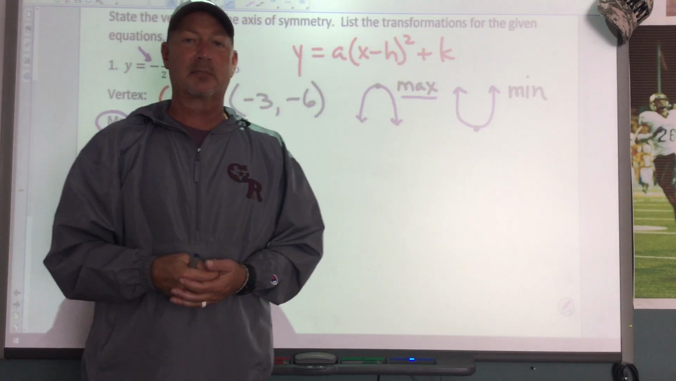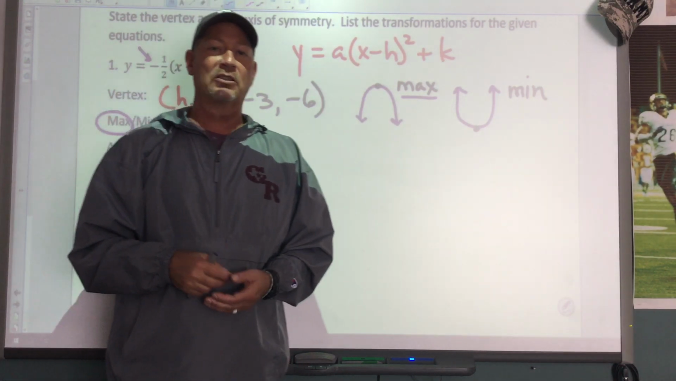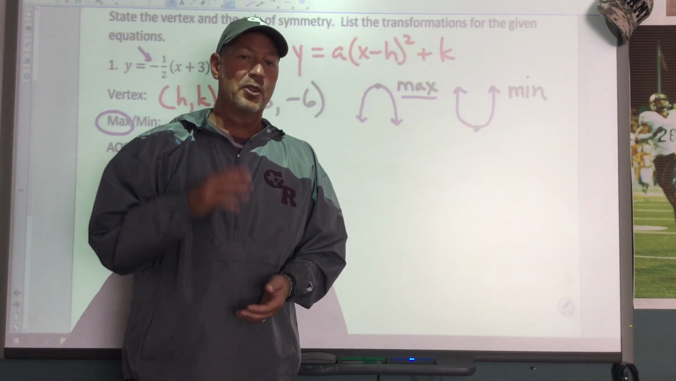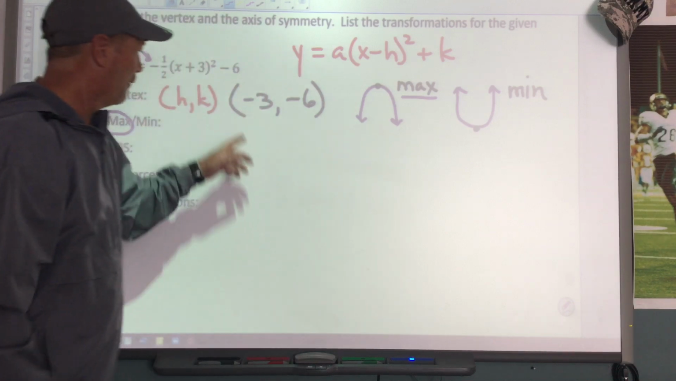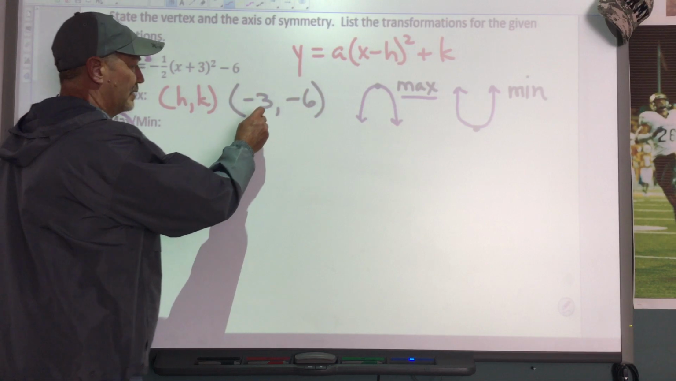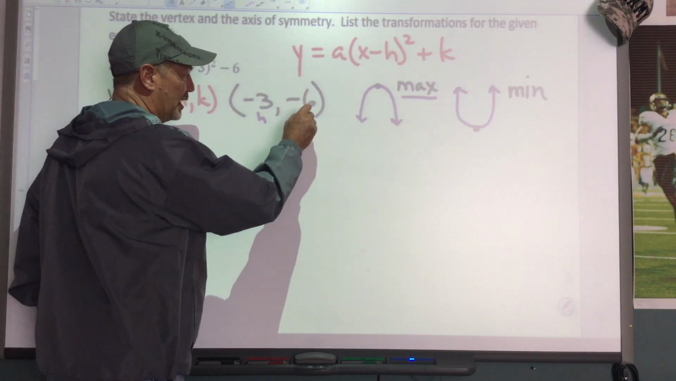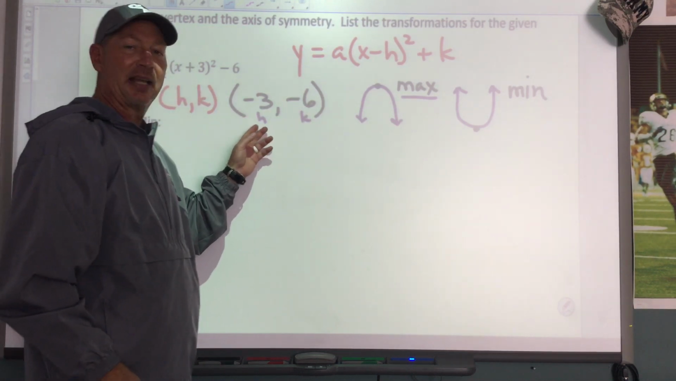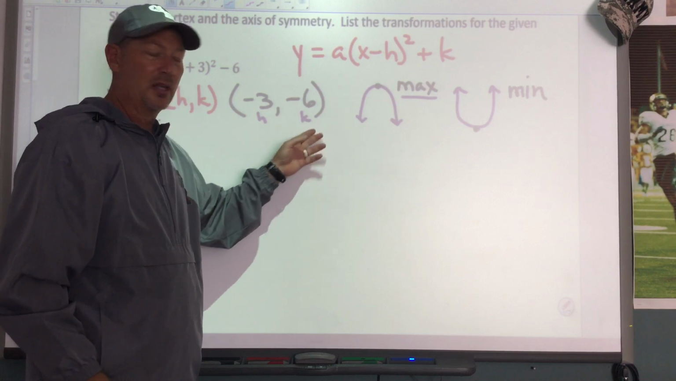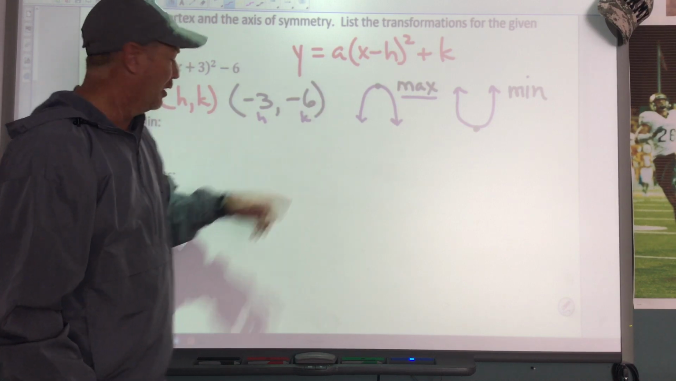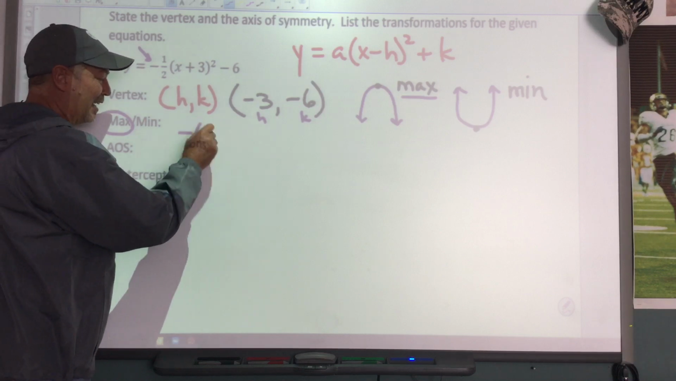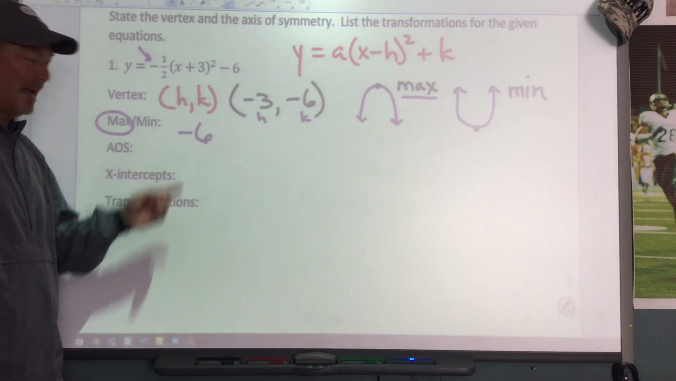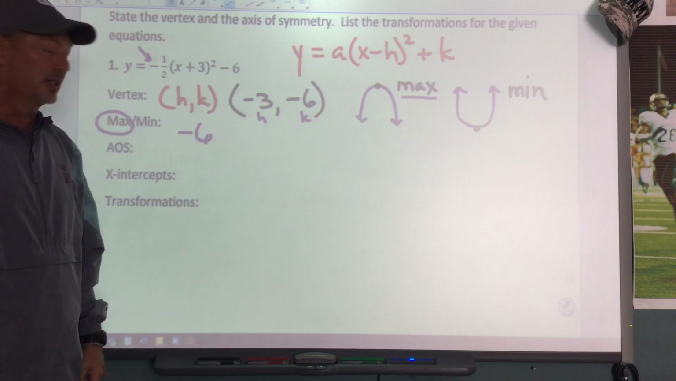And what is my maximum value? Well, max is going to be the y value of your vertex. So if I look at my vertex, I know it's called an H and K, but this is also thought about as an X and Y location. So it's going to be this value right here, and you're going to tell me that my max value is going to be at -6.